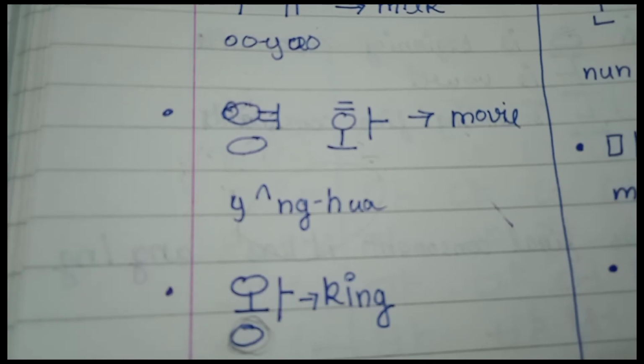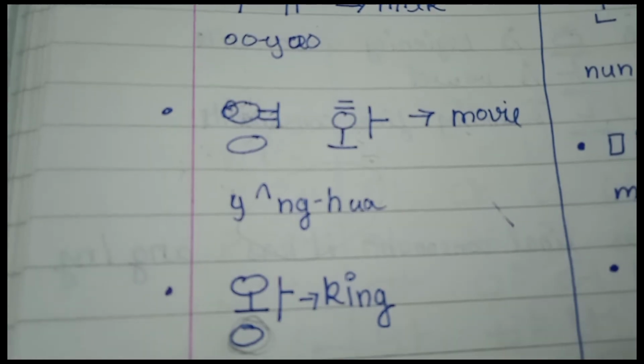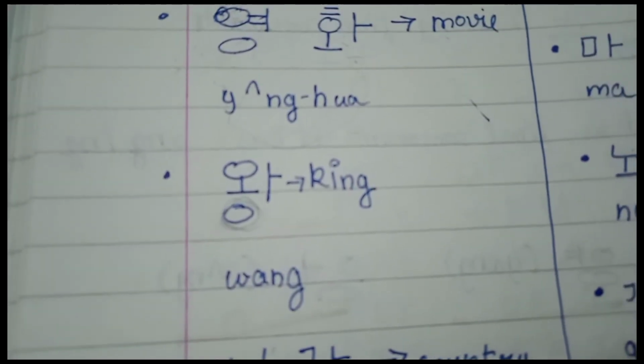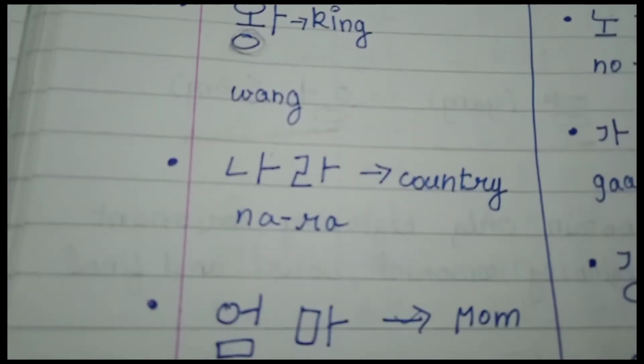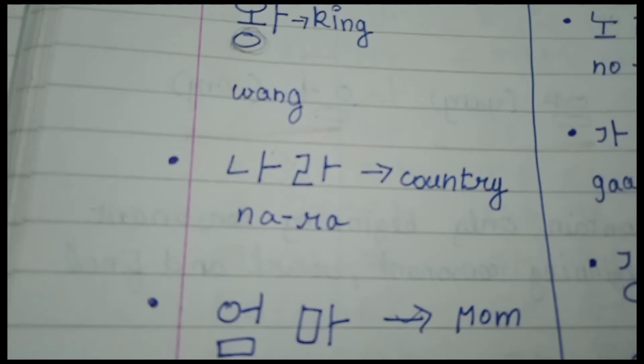Try to read it along with me. Wang, Wang. And the next word you would be reading first, and after that I would be reading and you match it. If you okay, try to read it now. I'm sorry for showing you that romanization. Do not look at that. Try to read it on your own. Na ra, country. Na ra.